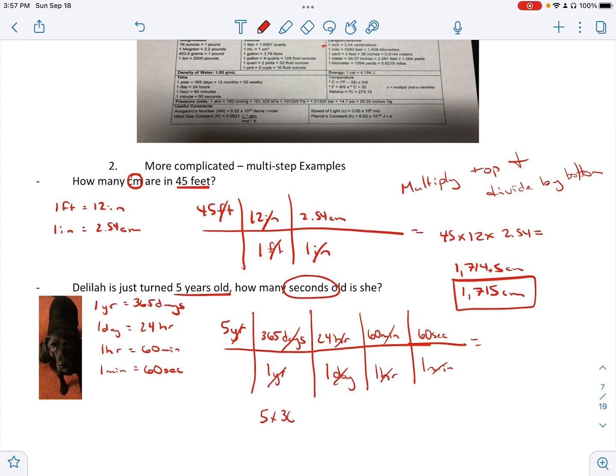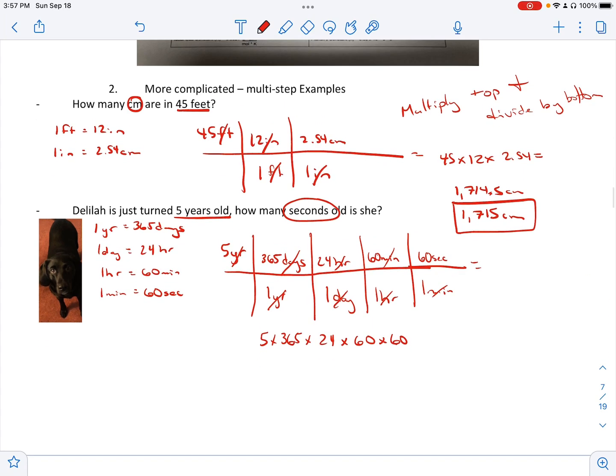5 times 365 times 24 times 60 times 60. And we're not going to divide by anything this time because there is nothing to divide by. If there was, we would be able to do it, no worries. So 5 times 365 times 24 times 60 times 60. We get, whoo, that's a big old number. So we get a 1, 5, 7, 6, 8, and then 4 zeros.